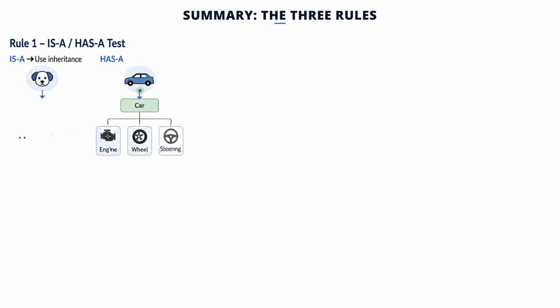To bring everything we've covered together, let's review our 3 golden rules. First is the is-a versus has-a test. When deciding how to relate objects, ask yourself a simple question. Is the new object a specific variation of an existing one? If an animal is a dog, use inheritance. But if your object is made up of other distinct parts, like how a car has an engine, wheels, and steering, you definitely want to use composition.